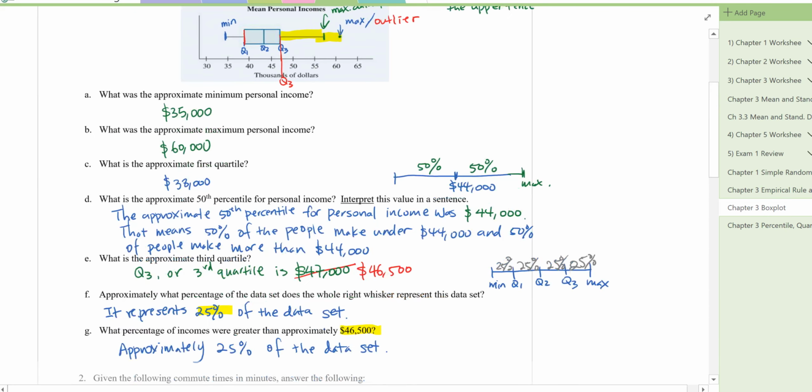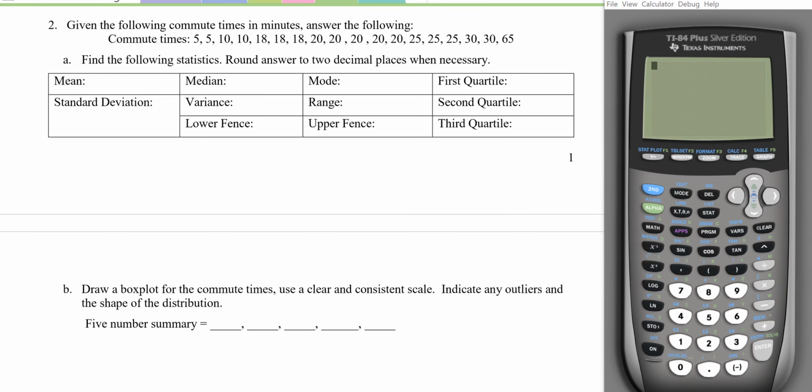Let's look at another problem. Question number 2: given the following commute times in minutes, answer the following. Notice that this is a sample here. So A, find the following statistics, rounding your answer to 2 decimal places.